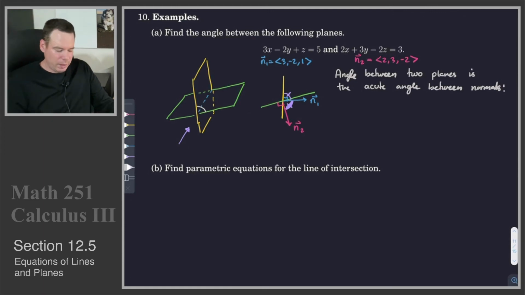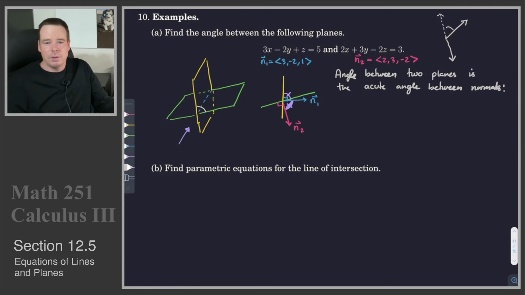Now I'm saying acute angle between them because I've got two vectors here. Who knows, the vectors may look like this. They may have an obtuse angle between them. But I'm just interested in the normals. So I would rather then pick the vector that goes in the opposite direction to get the acute angle between them.